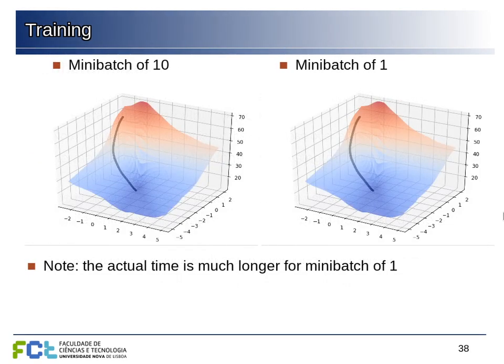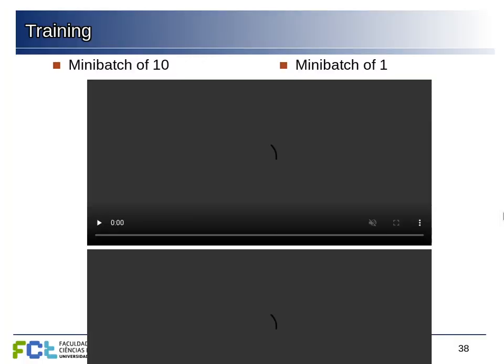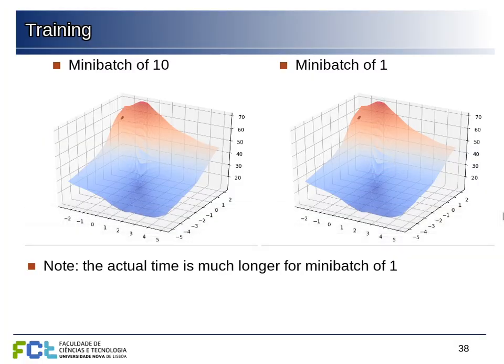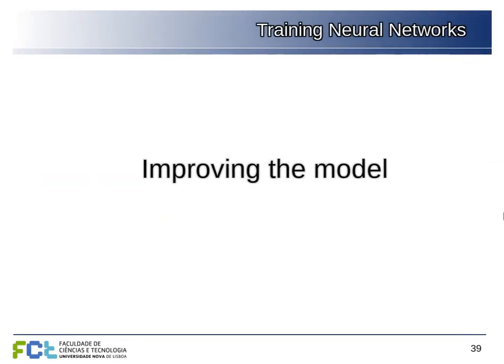This is an example comparing a mini-batch of 10 and a mini-batch of 1, and it looks to be the same because I'm plotting against the number of examples, not the number of mini-batches. However, this is actually about 10 times faster if you are parallelizing the computations of those examples. So the trajectory is not very different, but the speed can be a lot greater if you use larger batches.